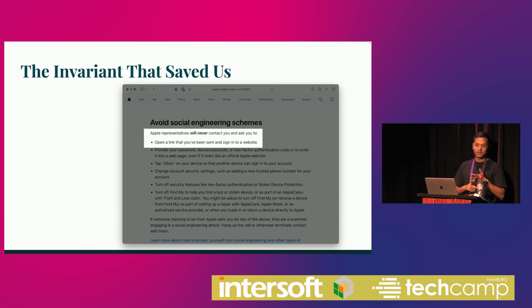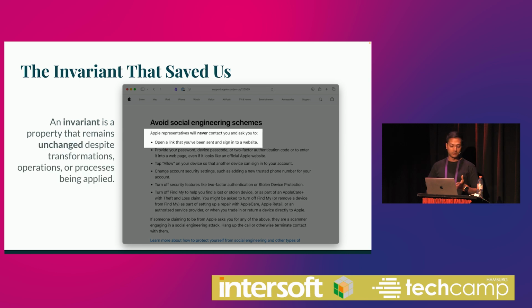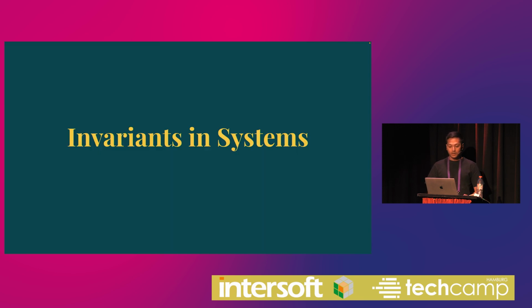Because although we lost almost everything on our way back home, it could have been much worse if I had just fallen for this. So this is an invariant. An invariant is a property that remains unchanged in a system no matter what happens. So transformations, operations, processes, whatever happens in your system, invariants are the things that do not change. And in this case, it was this declaration that Apple would never send us a link to sign in. So invariants are very important in life, but also important in systems, and in this talk, I'll be focusing on invariants in systems.